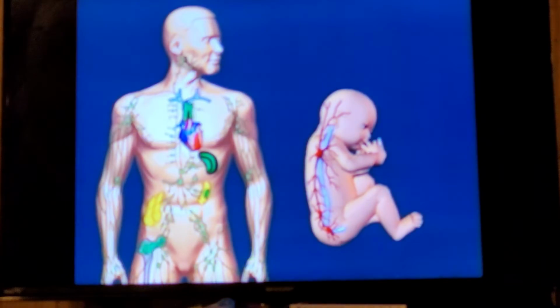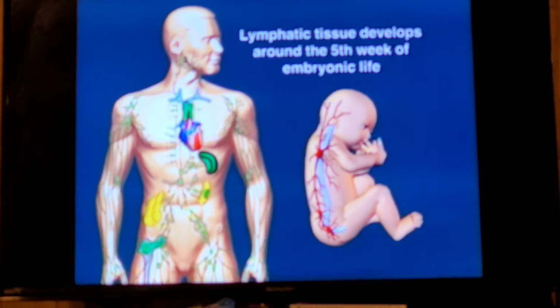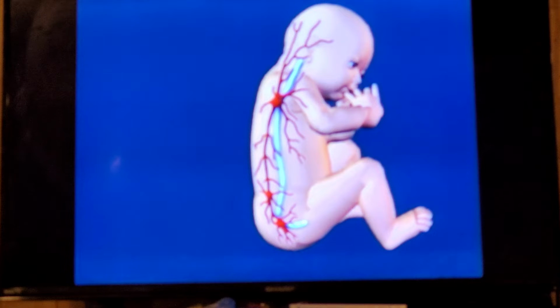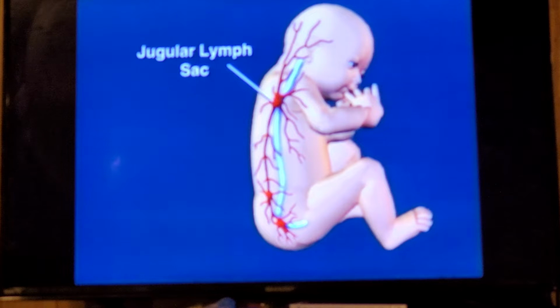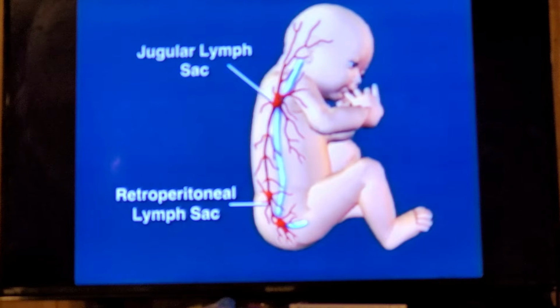Lymphatic tissue starts developing approximately the 5th week of embryonic life. Lymph sacs arise from the developing veins of the mesoderm to produce lymphatic vessels. The paired jugular lymph sacs are the first lymph sacs to appear. They are located at the junction of the internal jugular and subclavian veins. The unpaired retroperitoneal lymph sacs are the next to appear. They appear at the root of the intestine's mesentery.